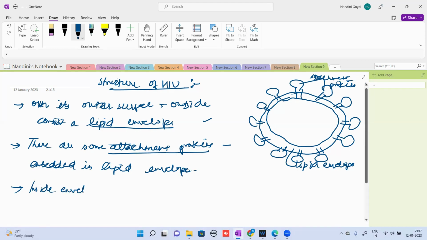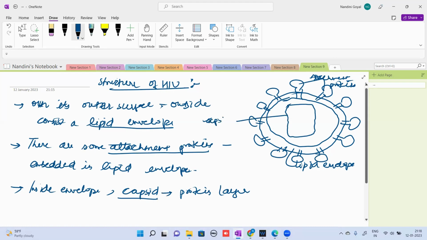Now inside the envelope, there should be something. So inside the envelope, there is a capsid. Capsid is a protein layer. So there is a capsid inside this. So this is a capsid. As I told you, it is a protein layer, meaning it is made up of protein only.